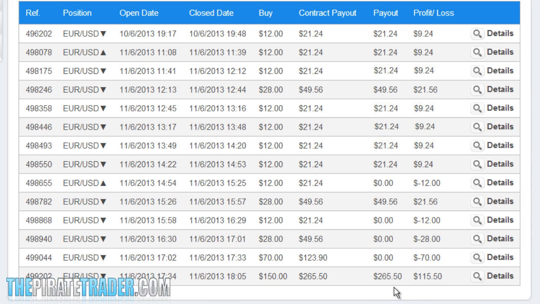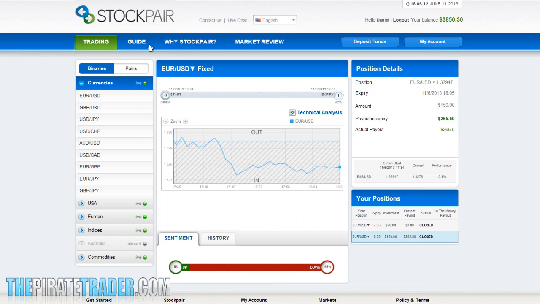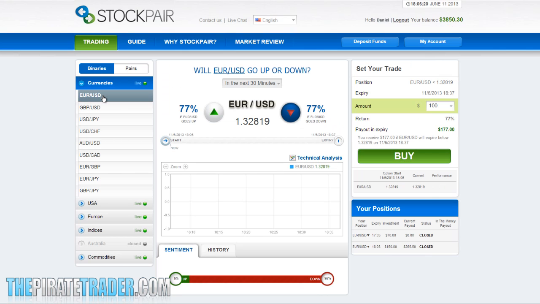So what I'm going to do now is I'm going to start all over again with steps 1 and 2 and submit my first trade of $12 all over again. We'll go back up here, we'll take a look at my account balance. You can see it's been automatically updated, and I now have a balance of $3,850.30 using my strategy.